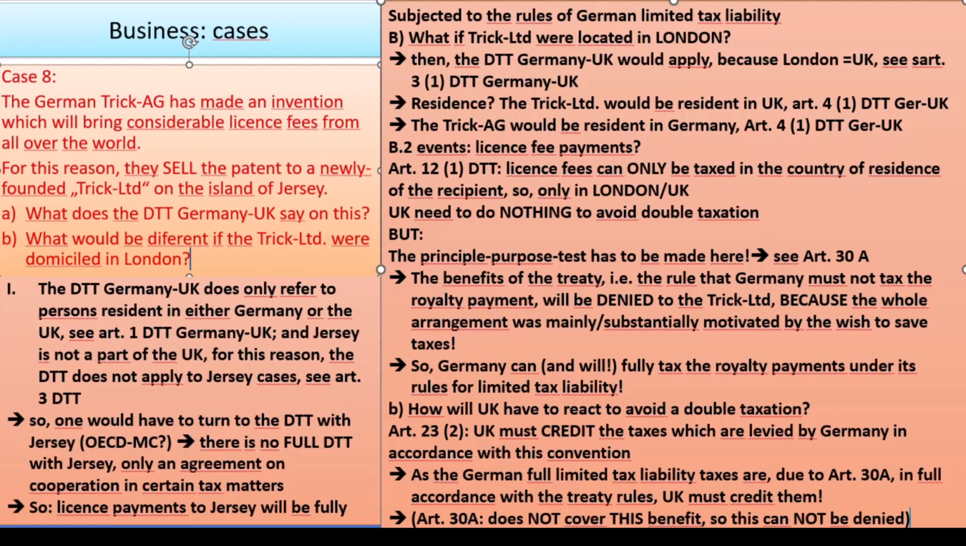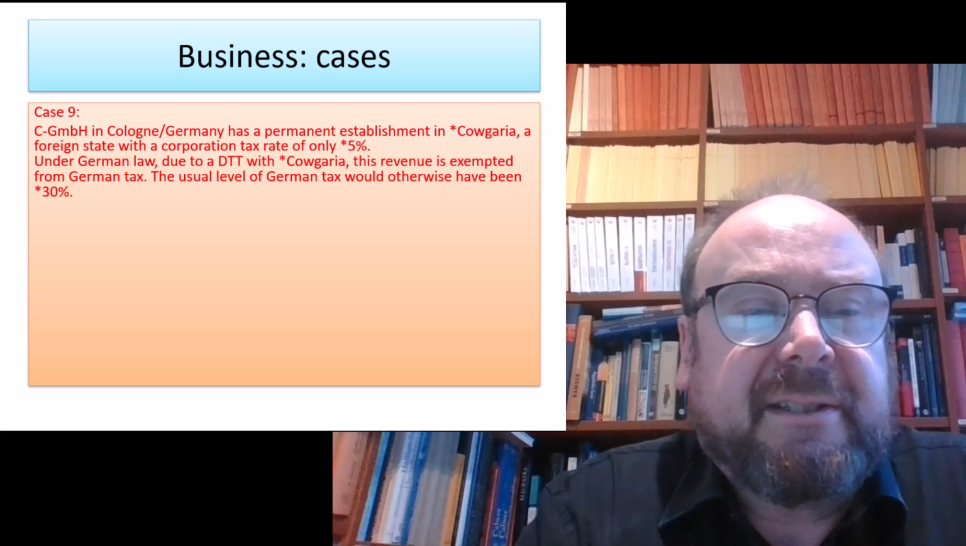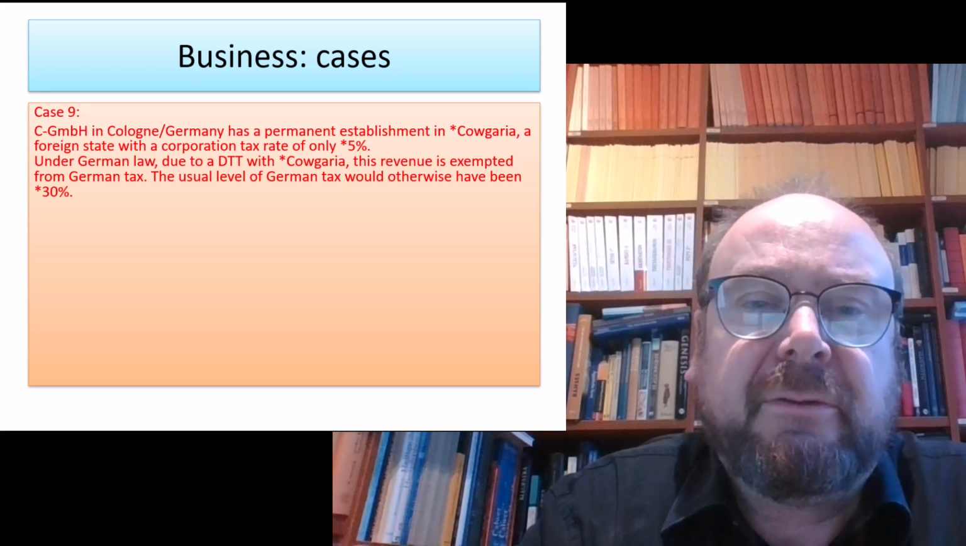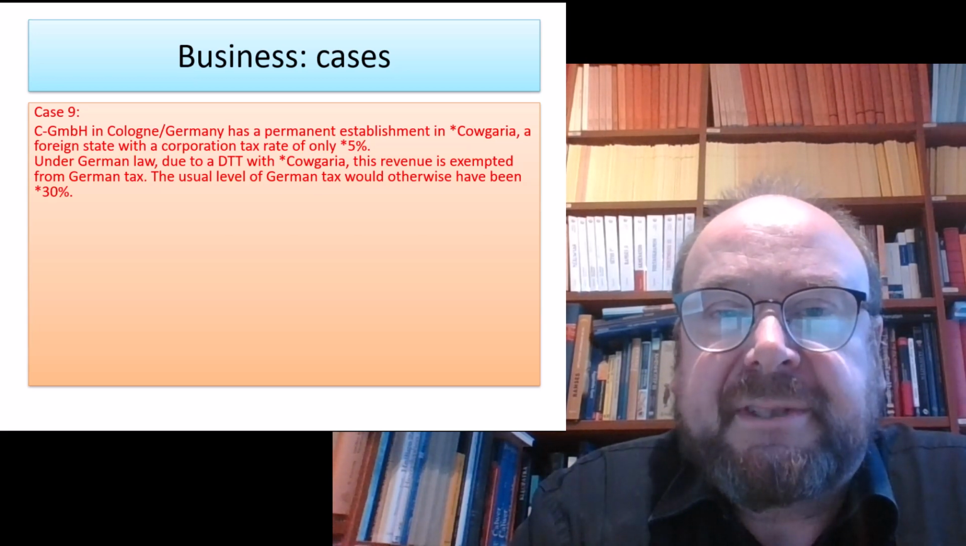But in the end, here you see that also our Trig Limited, if it were domiciled in London, would obtain no advantage from that constellation. That applies due to the new rules which have been inserted in most of the present day double taxation treaties as a consequence of the so-called multilateral instrument, which was signed some years ago. So here is another nice case, and it's rather a case for advanced people. However, don't be shocked too much. Let's first have a look at the situation.